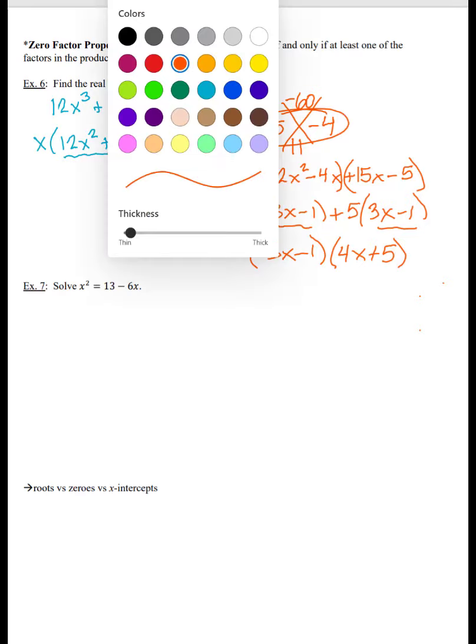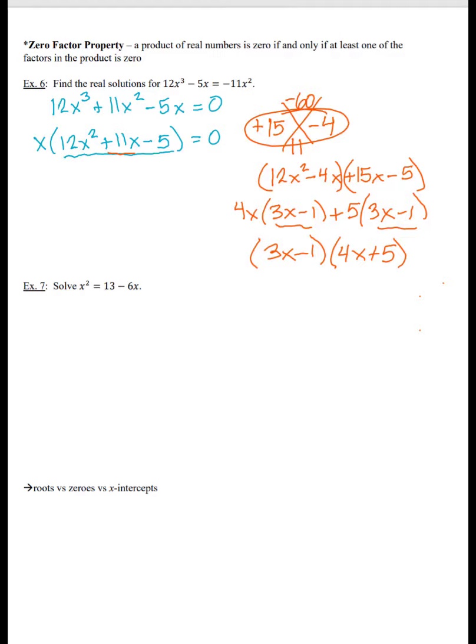Going back to our main problem, we now have x times 3x minus 1 times 4x plus 5 equals 0. So the zero factor property says any of these three factors could equal 0, or any x that makes any of these factors equal 0 would be one of our solutions. So again, 3 different factors that are multiplying, so we need 3 separate equations to get solutions.